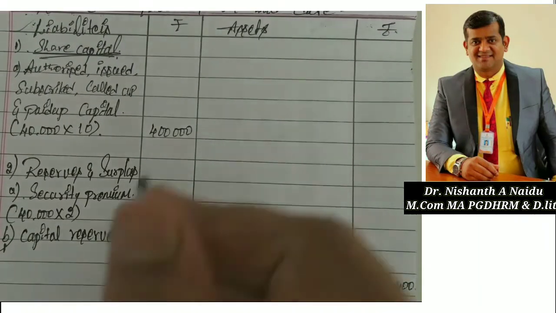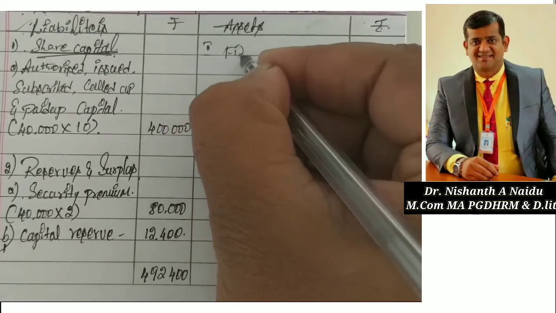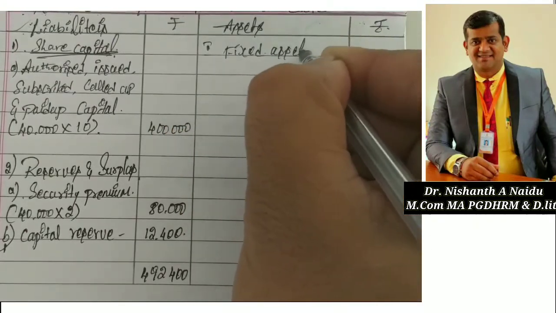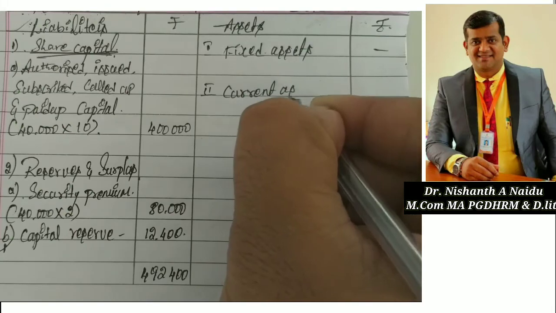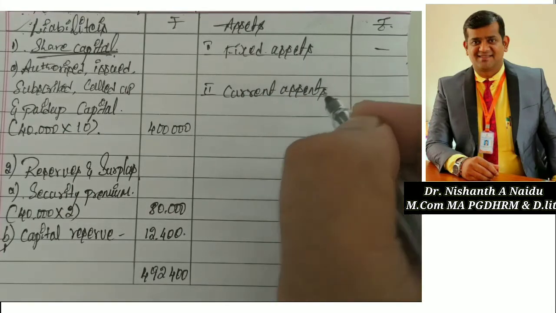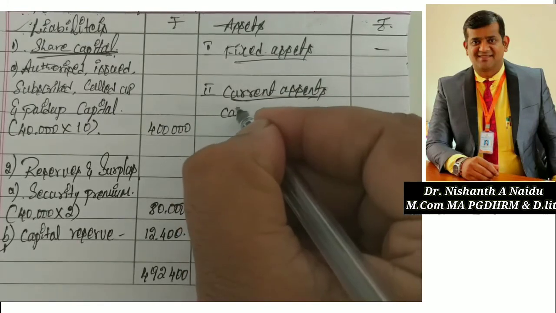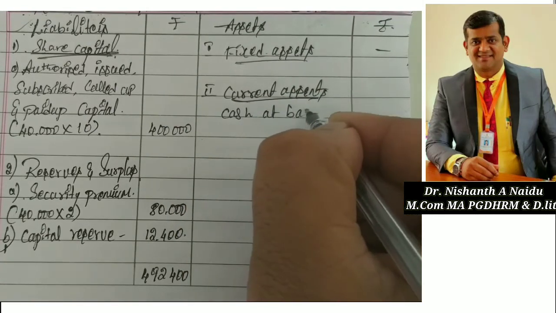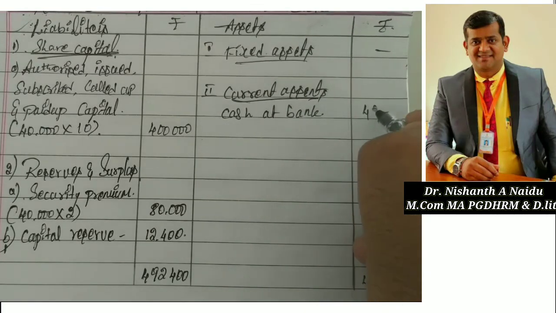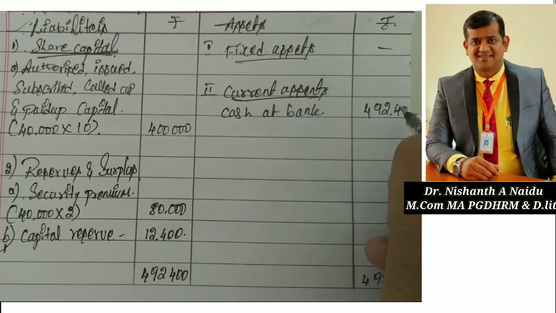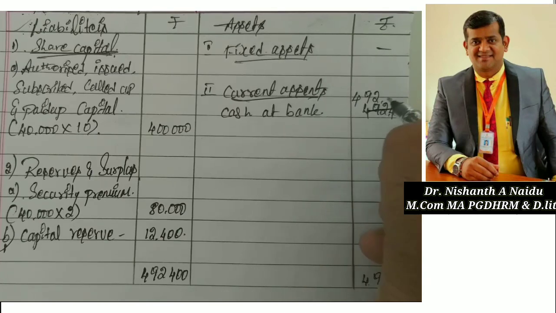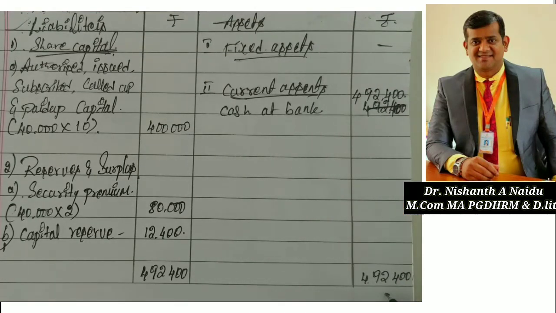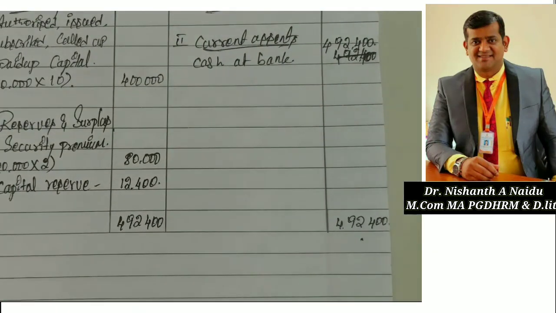So on the asset side, number one, write fixed assets. Do you have any fixed assets? No, right? Fixed assets nil. So second one, current assets. In current assets, yes, we have only cash at bank. So under that write down cash at bank. So how much cash at bank? 4,92,400. So if you total the same, you are going to get 4,92,400. So the balance sheet got tallied.